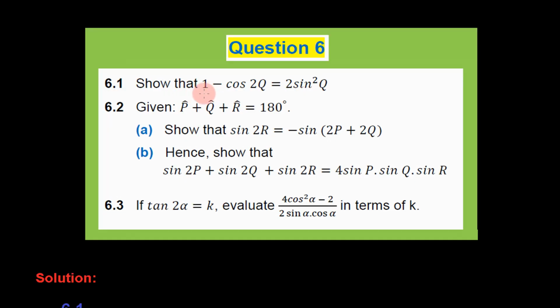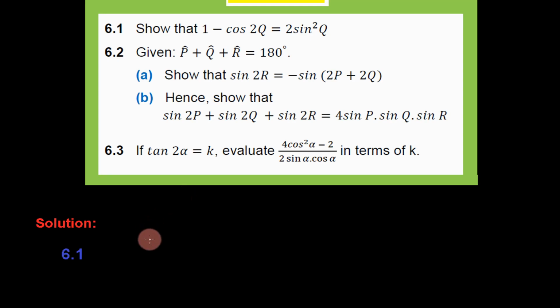So in 6.1, we need to show that 1 minus cos 2q is equal to 2 sine squared q. Now, we're going to start with the left-hand side, but before we do that, just to note that the left-hand side contains cos and the right-hand side contains sine, but no cos. So let's start with the left-hand side. It's 1 minus cos 2q. And we need to get rid of the cos because the right-hand side doesn't have a cos in it.